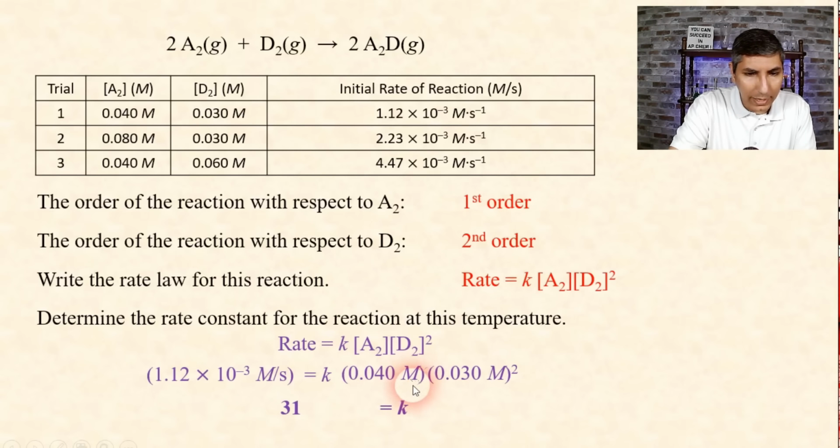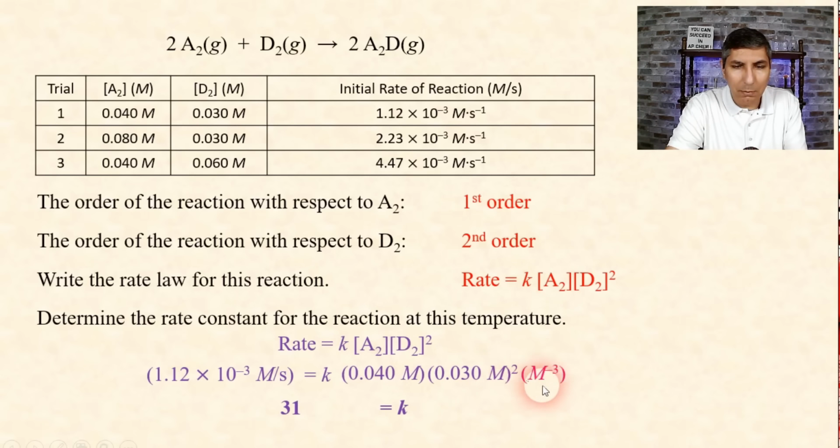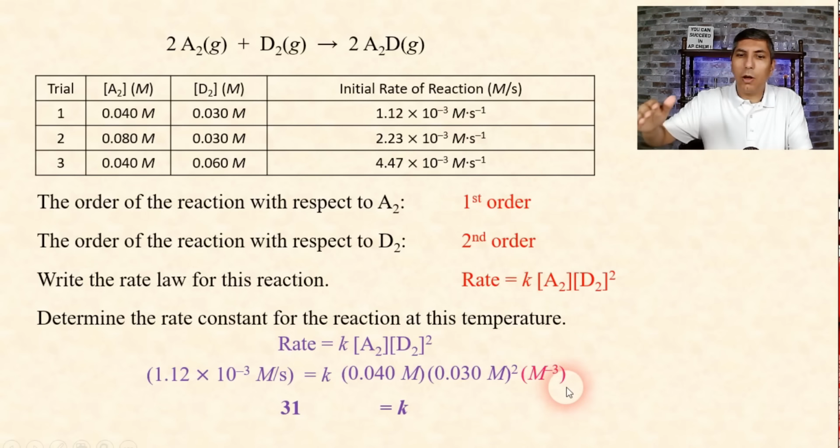So I have a molarity times a molarity squared. So in order to isolate that, I have to multiply this side by molarity to the negative third to get rid of that molarity cubed. Now, if I'm going to do something on one side of the equation, I have to do it on the other side of the equation too.